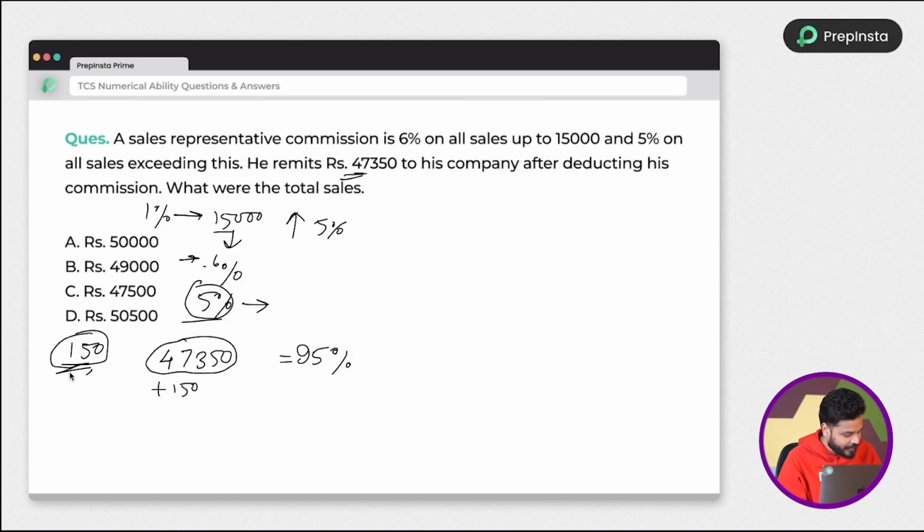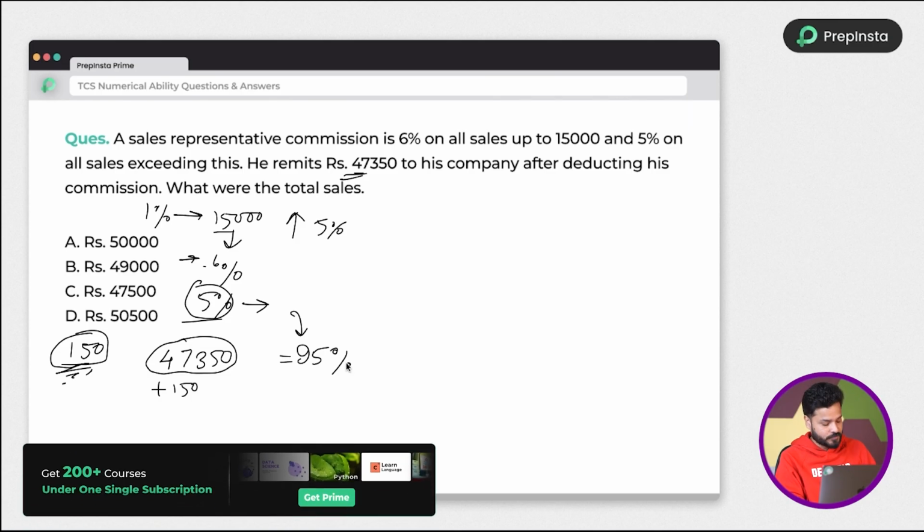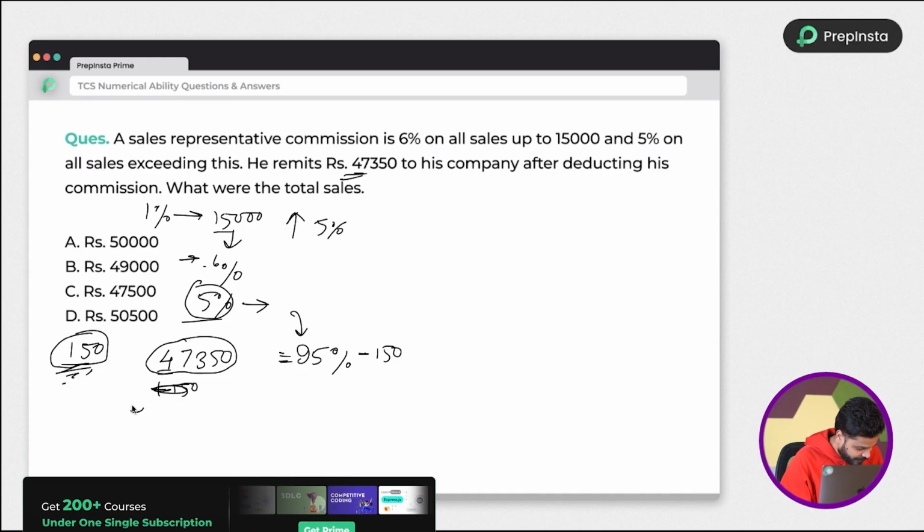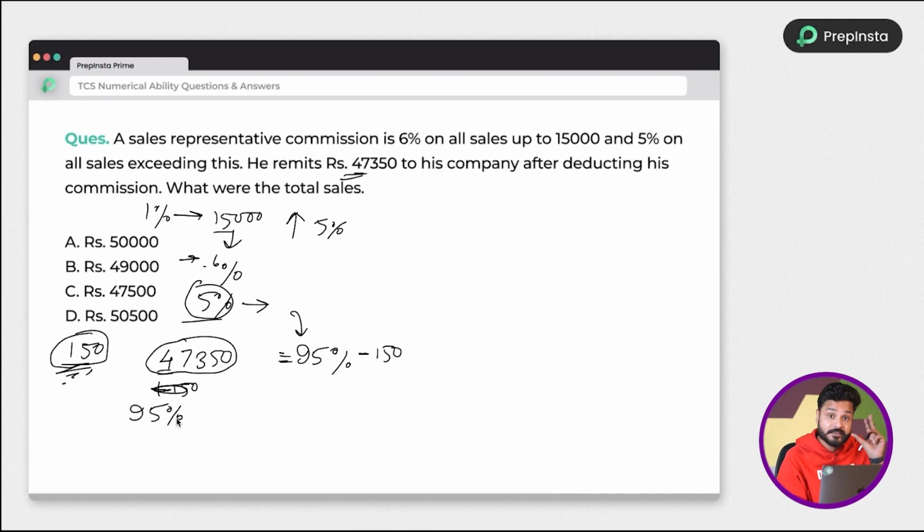So what I did was, I did not consider this 150 rupees. So I'm saying he's actually giving 95% to his company. So that 95% amount is 47350, right? So basically in this he's giving 150 less to his company. If you're not getting it this way, let me consider it this way. So what is this amount? Overall 95% minus 150. So basically the 95% of that sale amount is actually 47350 plus 150. This makes the calculation very simple.